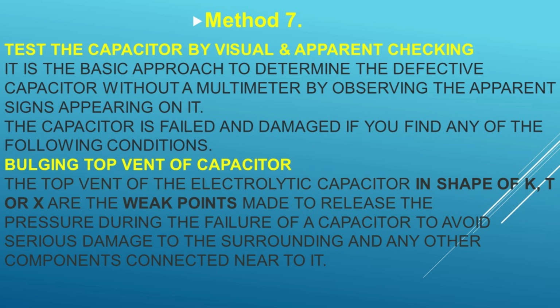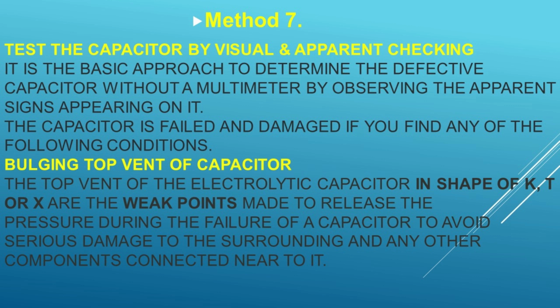Example, suppose we are going to test a 16 V, 470 μF capacitor. If the supply voltage is 9 V, then 5.7 V is 63.2% of the supply voltage. We will connect the capacitor to the battery for charging and start the stopwatch. When the meter shows 5.7 V, we will stop the stopwatch. Suppose the stopwatch shows 4.7 seconds of time duration.